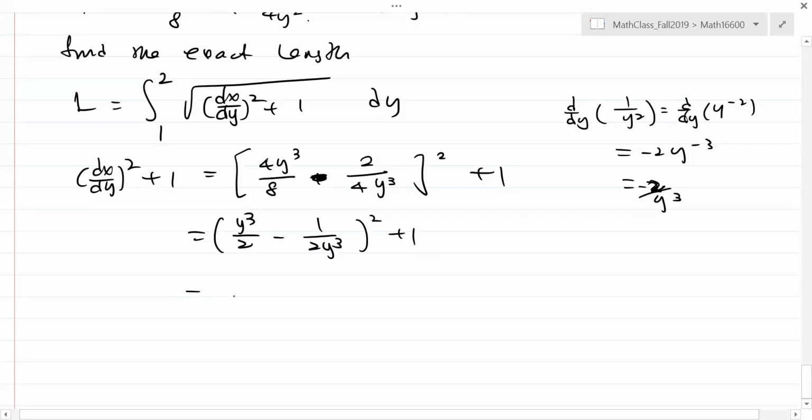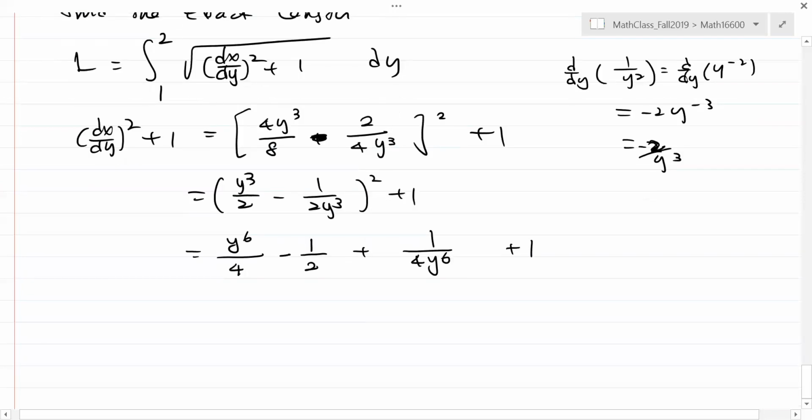Okay, let's do it. If you square first, I get y to the 6 over 4. All right, then minus twice of that. Actually, that's 1/2. The y cubes cancel out. 1/2 times 1/2 times 2 is just 1/2. And then you square, it's y to the 6 over 4 and then plus 1. Okay?